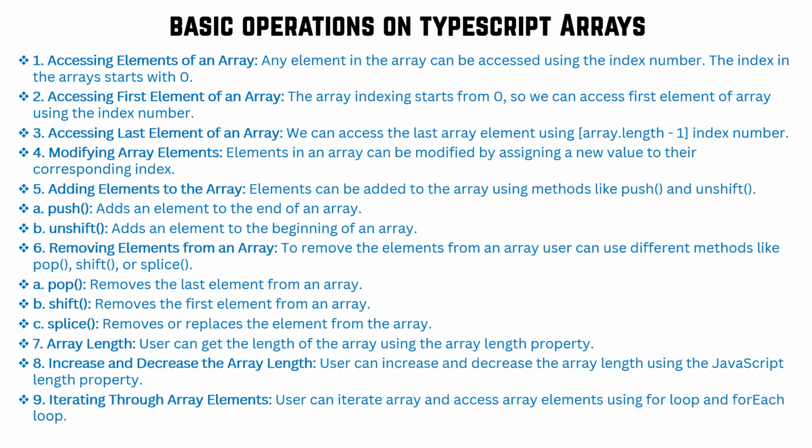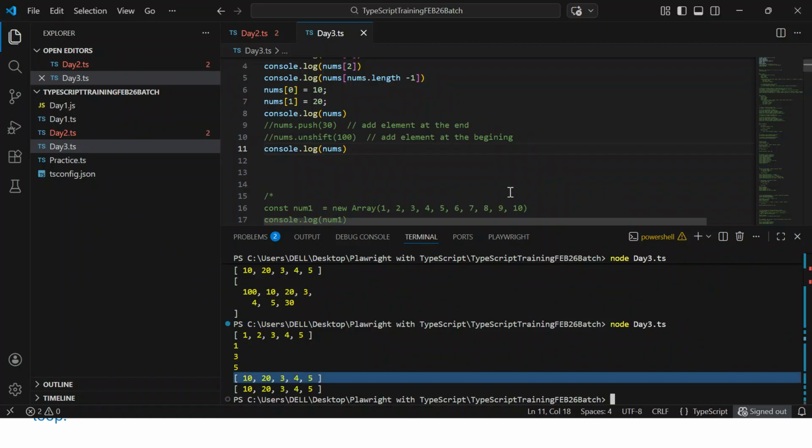Now let's see how we can remove an element from the array. To remove an element from an array, the user can use different methods. Like we have already used push and unshift to add elements. Here it will be pop, shift and splice methods. Pop will remove the last element from the array. Shift will remove the first element from the array, whereas splice will remove or replace elements in the array with some order. Let's see.